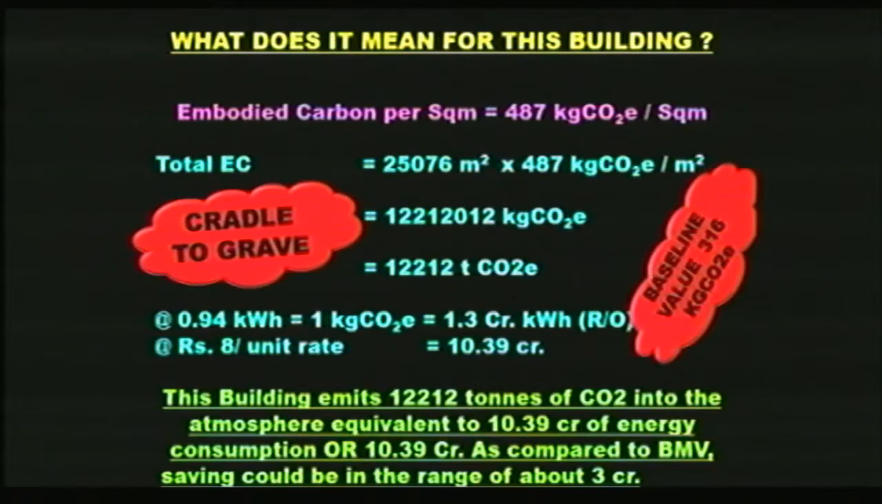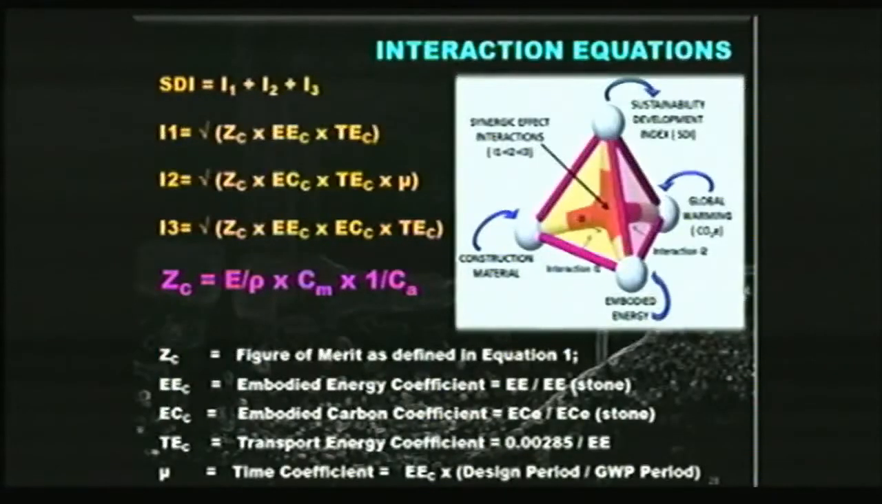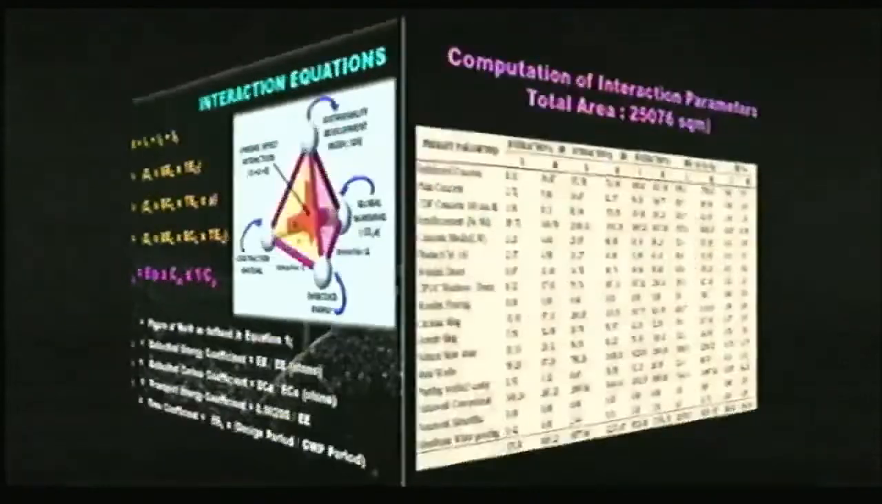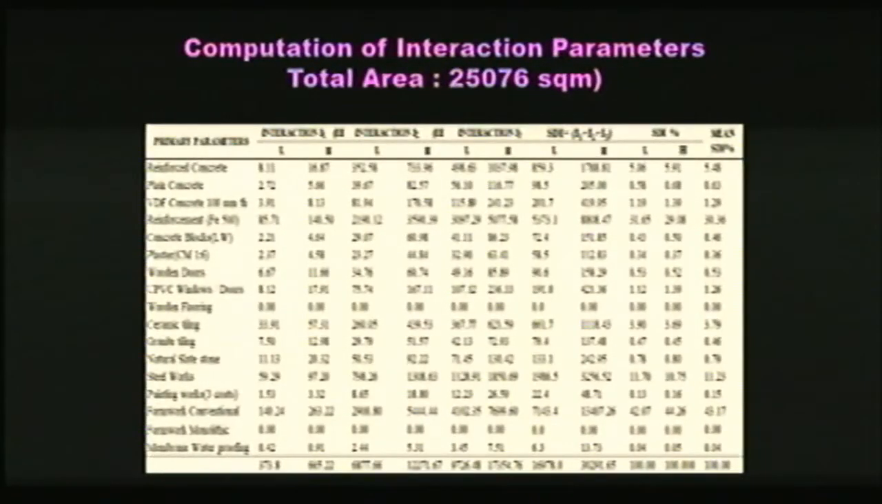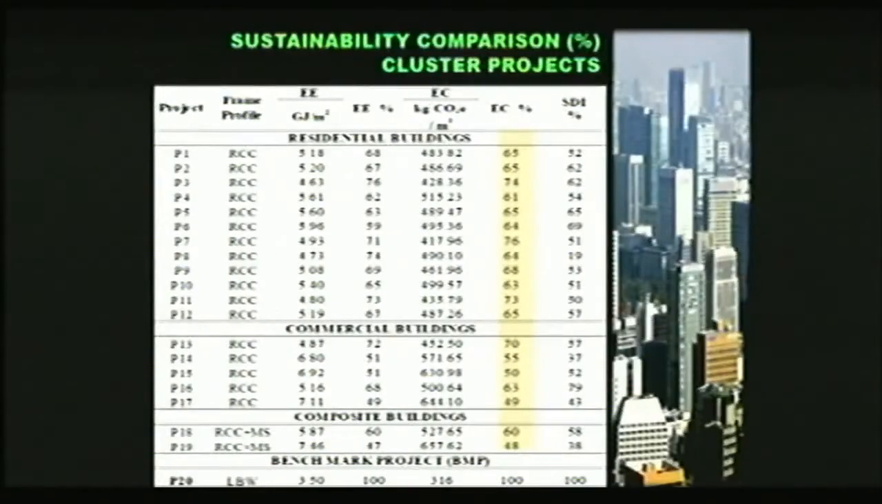This is important data for civil engineers. These are the interaction equations, and this is the mathematical model which can be identified. I would like to come to the third and last interaction method I talked about, the ASP-SDI method, which incorporates everything. It takes into account not only embodied energy and embodied carbon, but also the other 22 indicators and engineering properties.